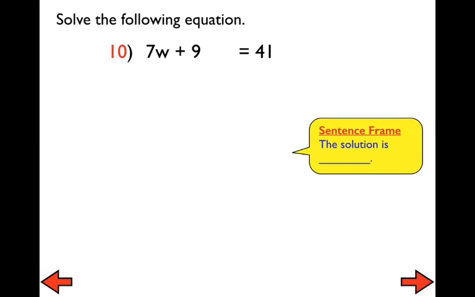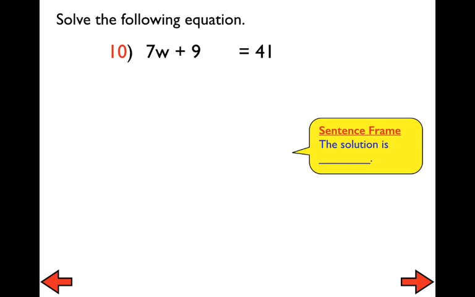All right, pause this lesson and everybody try number 10. All right, let's take a look at number 10. 7w plus 9 equals 41.